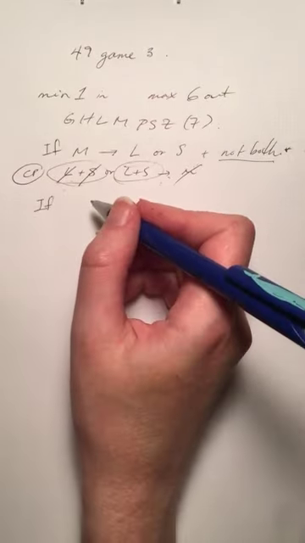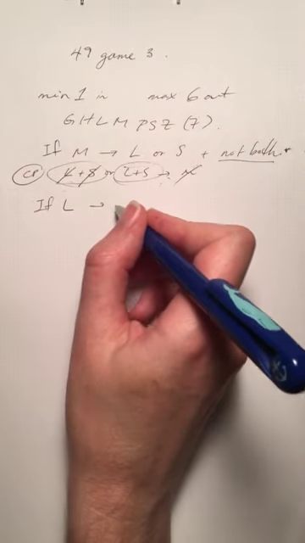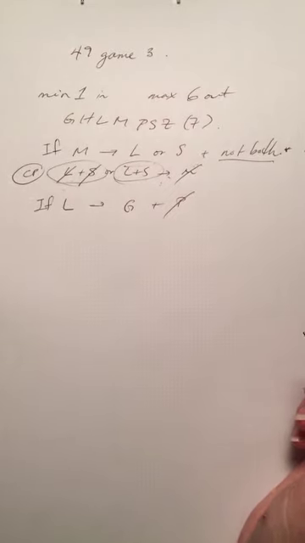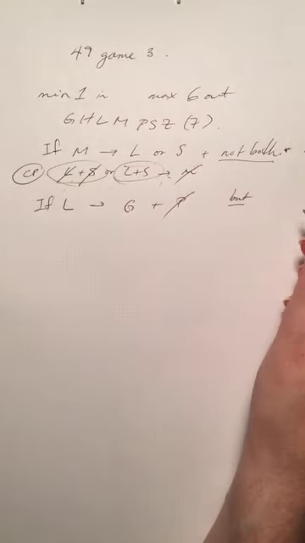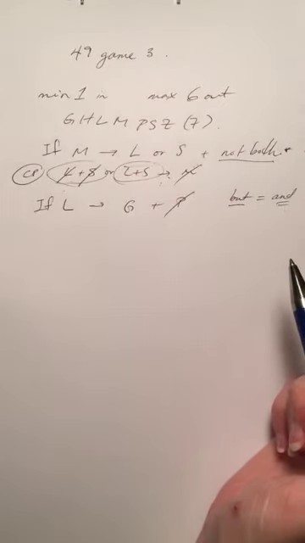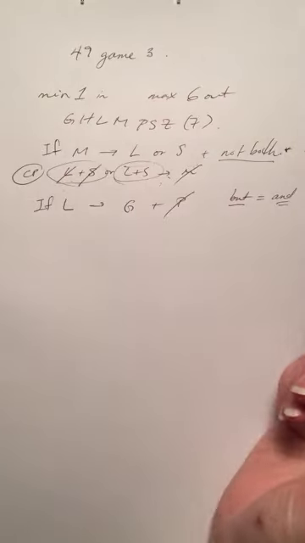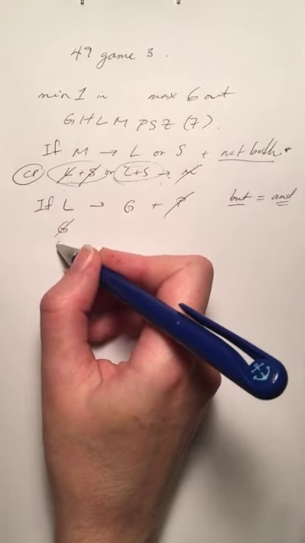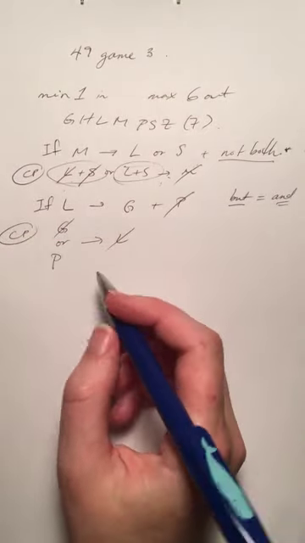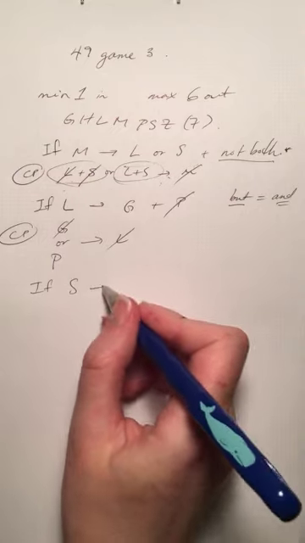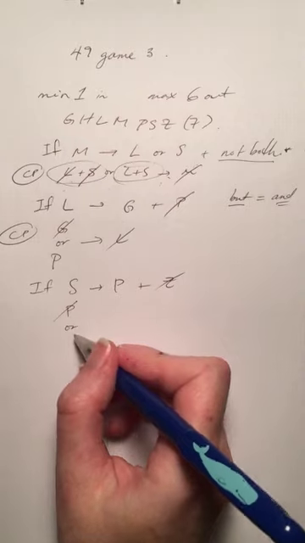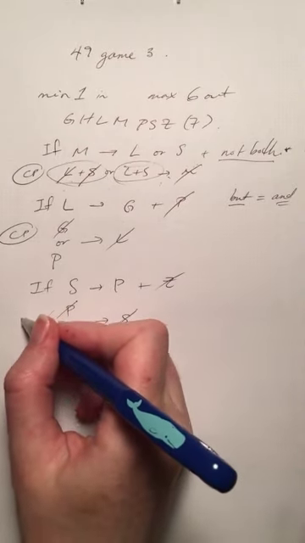If L, then G and not P. So we can see every time that we see the word but, that is the same as and in the context of our conditional statements here. And then to negate this, we have if G is out or P is in, that means L is out. It's our contrapositive. If S, then P and not Z. So if P is out or Z is in, then S is out.